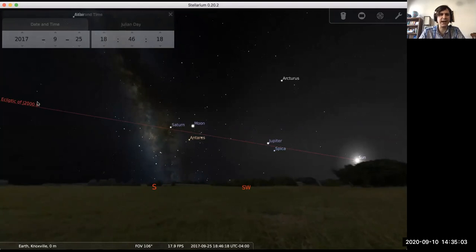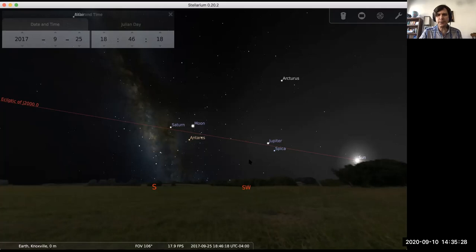But notice that I have this red line on the sky and that the sun sits right on it. So this red line that's on the sky is the ecliptic, something that we talked about in Unit 1, Part 2. This is the path that the sun takes through the stars on the celestial sphere over the course of 1 year. So day after day after day, the sun moves along the ecliptic.